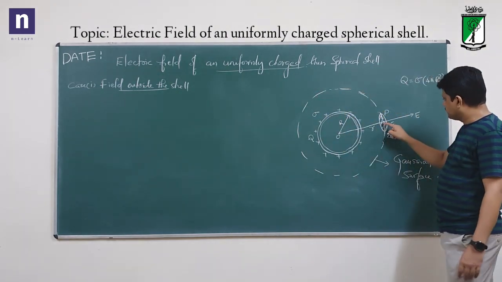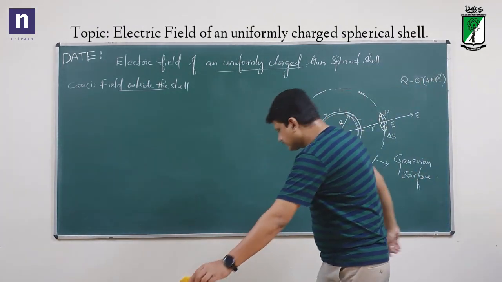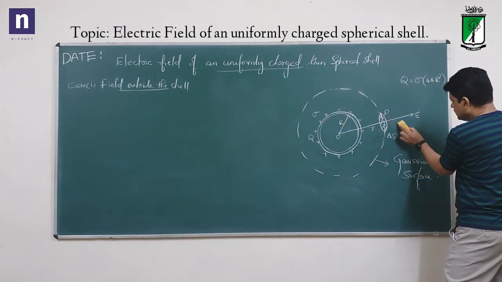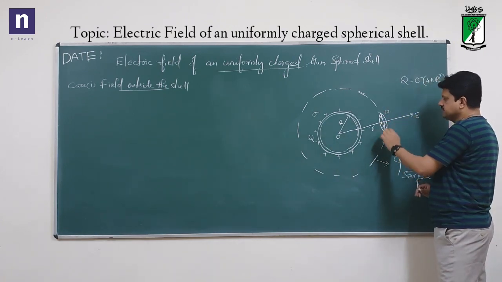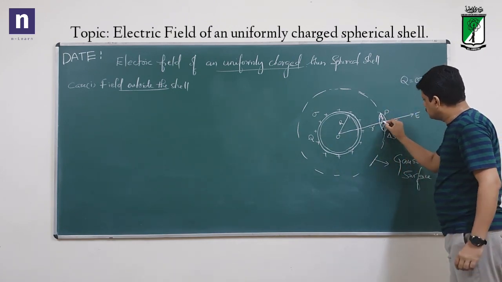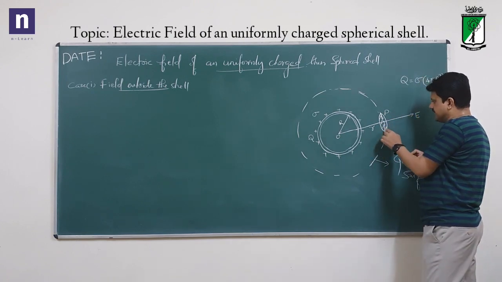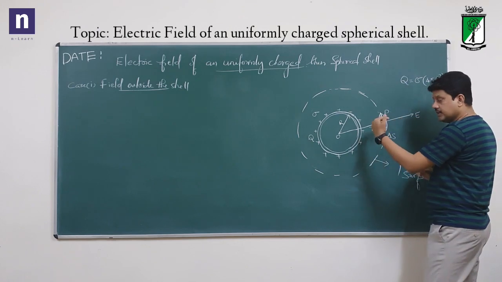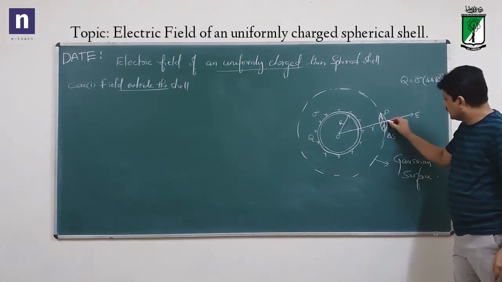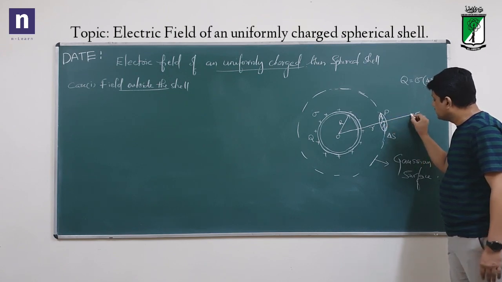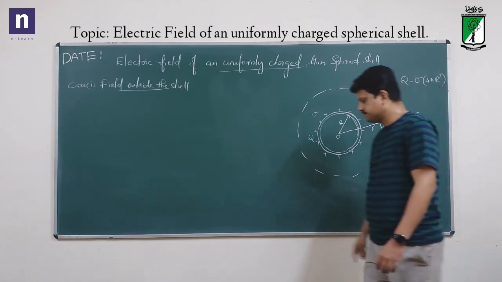Now at this point P, if E is the electric field strength, by the symmetry of the system, as E is radial, the normal to this surface and E are in the same direction. For this delta S, the normal to the surface is this. At the same time, the electric field strength is also in the same direction. So the angle between the electric field and the normal is 0. Now what is the flux through this small surface?